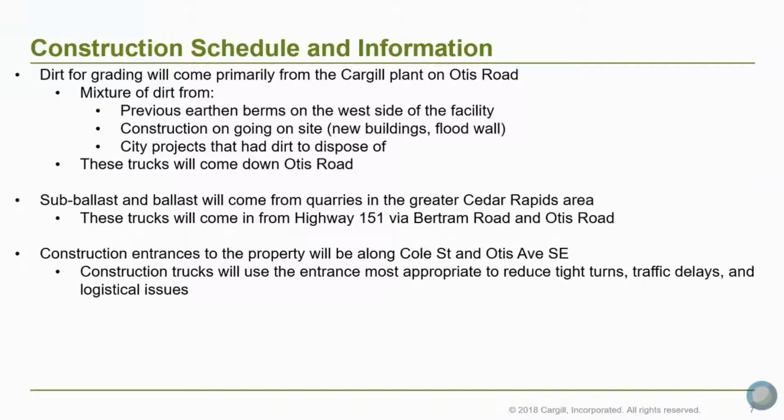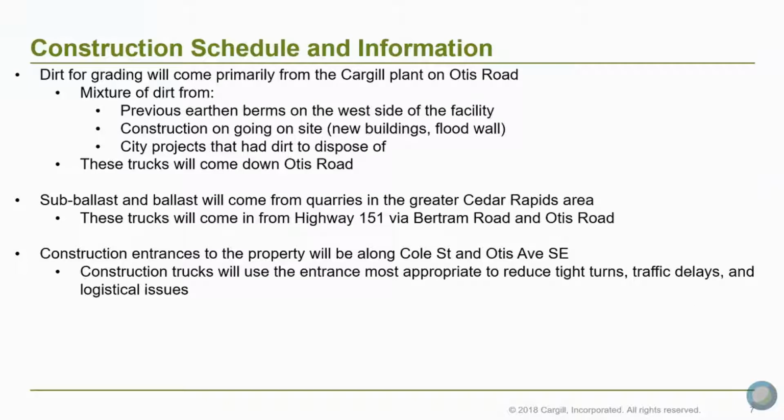When we start bringing in sub-ballast and ballast, so that's rock that you would see on top of the rail tracks, that'll come from quarries in the greater Cedar Rapids area. These trucks will come in from Highway 51, either from the north or the south, depending on which quarry they're coming in, and then come in via Bertram Road and Otis Road. The construction entrances to the property will be on Cole Street, as well as Otis Avenue Southeast.